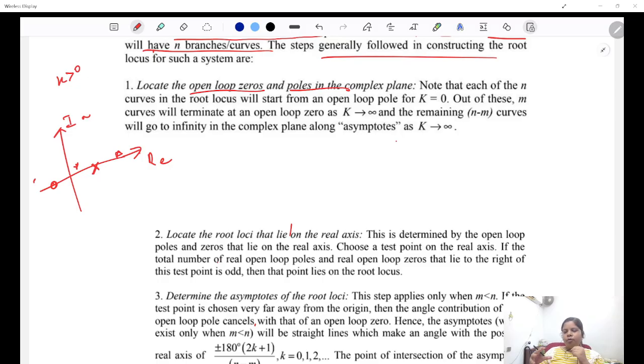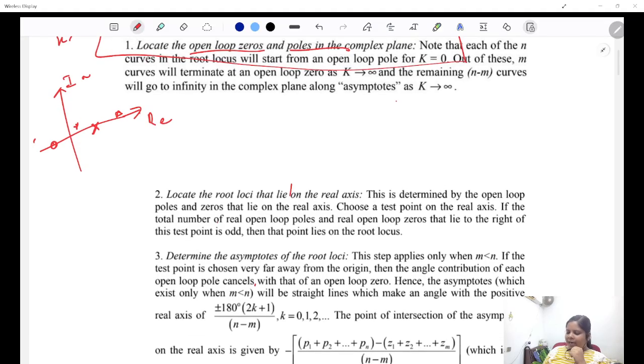What portion of the real axis contains the root locus is defined by the number of poles and zeros that you have to the right. I'll take you to the example and all of this will be very clear, but this is how we define what portion of the real axis lies on the root locus. So for that we do this step.